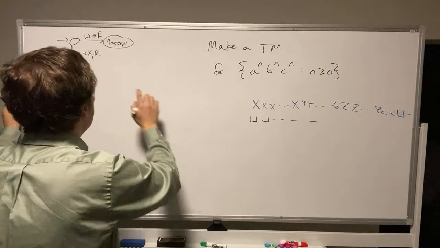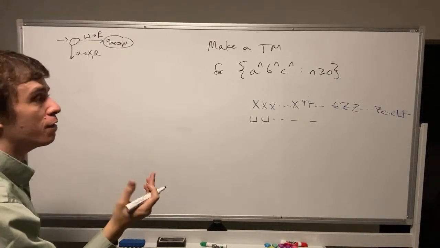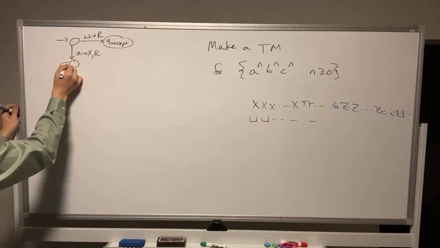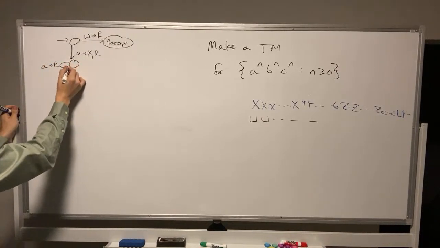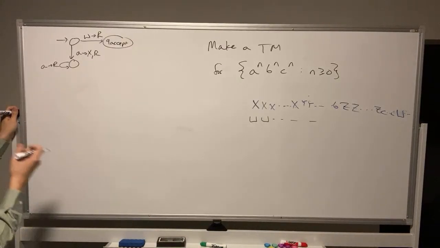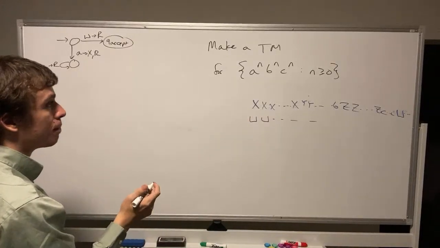So what should we expect after seeing this A? Well, we should see some number of A's after the fact. So what I'm going to do is just zoom past all of those. So this state you could probably call something like skip A. Then at this point we need to see at least one B.